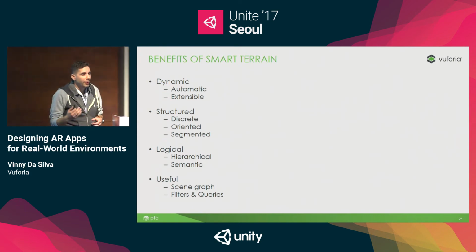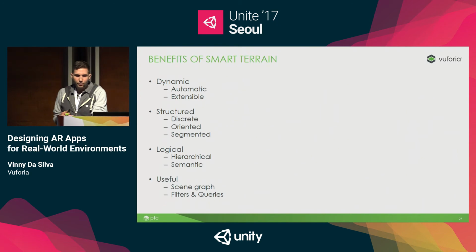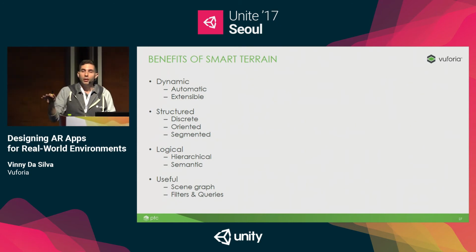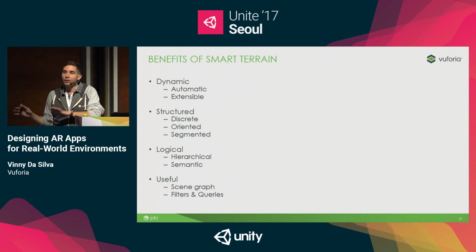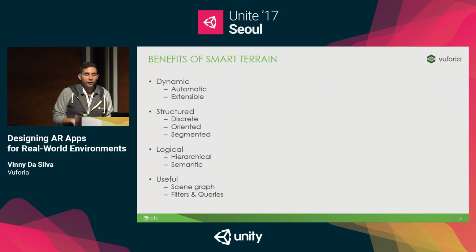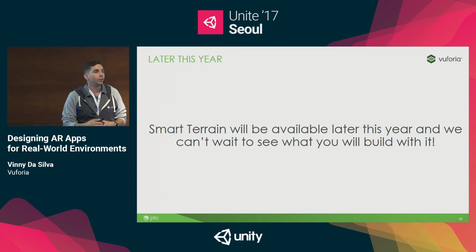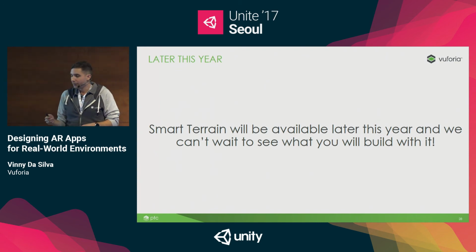All right, a quick recap of some of the benefits of smart terrain. Smart terrain is dynamic. There's no scan phase required. The more that smart terrain sees, the more smart terrain knows, and the more smart terrain knows, the more you, the developers, know. It's structured. It provides discrete environmental surfaces, along with objects on those surfaces and props. It's logical. The surfaces and the objects are organized in a hierarchy that you can navigate through. And it's useful, in that we can query the semantic information of the scene graph and traverse the scene graph in any way that we find useful. And smart terrain will be available later this year. It's still in development. We're looking for some feedback, but this will all be available later this year.